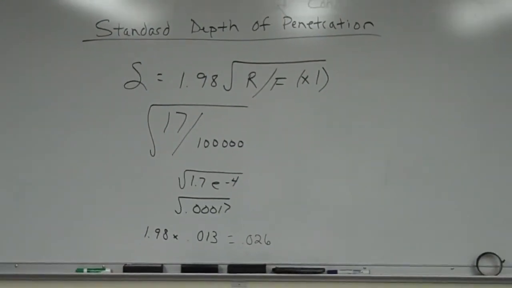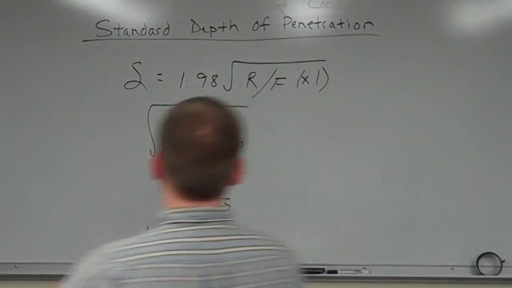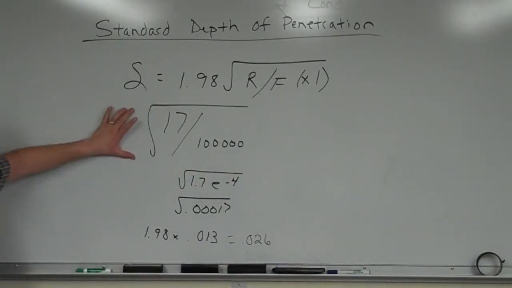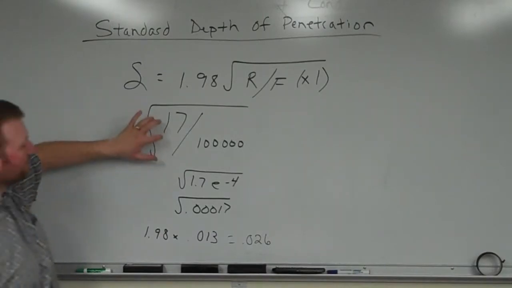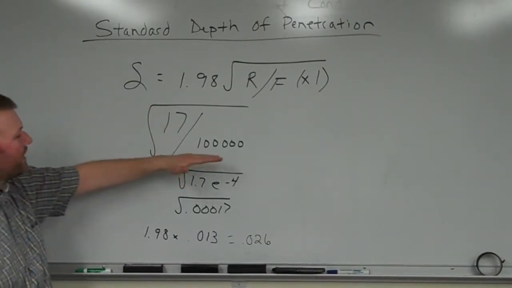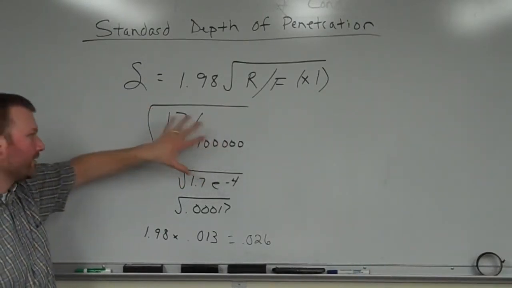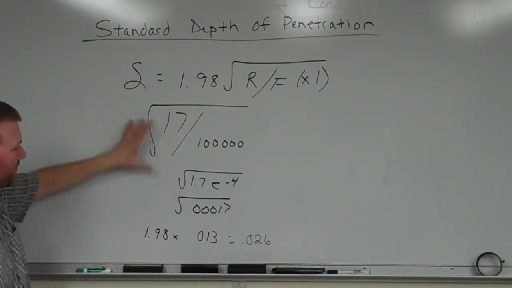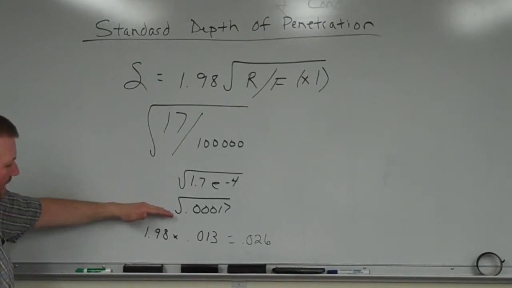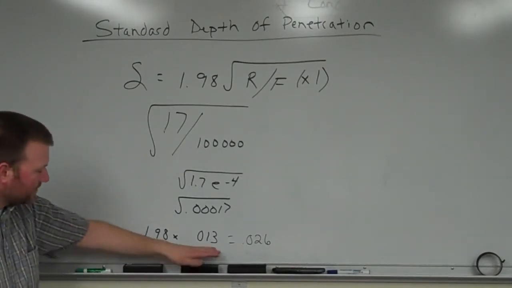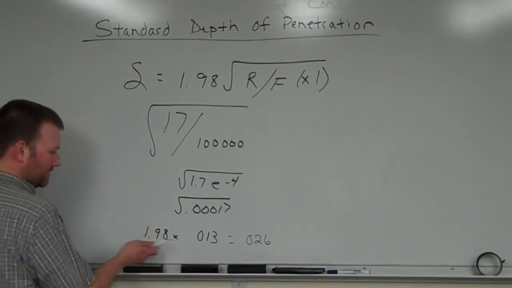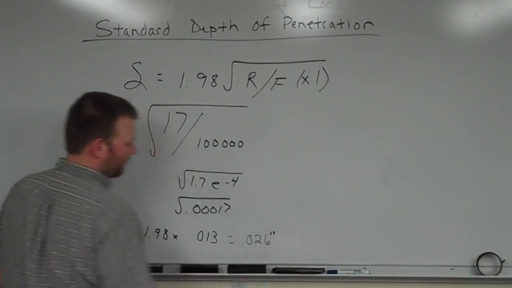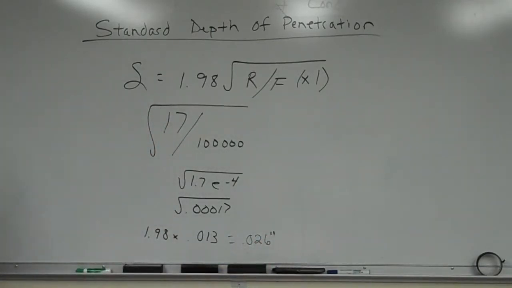There we go. Here's our standard depth of penetration formula, and here are our numbers. We just made these numbers up. This would be our resistivity value, and this would be our frequency value. I don't have my units on here, but technically we would need units. There's what this equals. Square root that and we get 13 thousandths. We're in inches, so we multiply by 1.98, and that represents 26 thousandths of an inch.